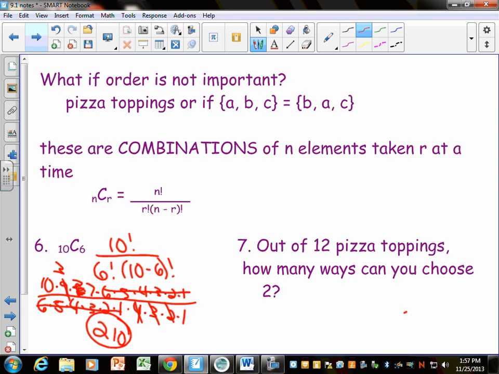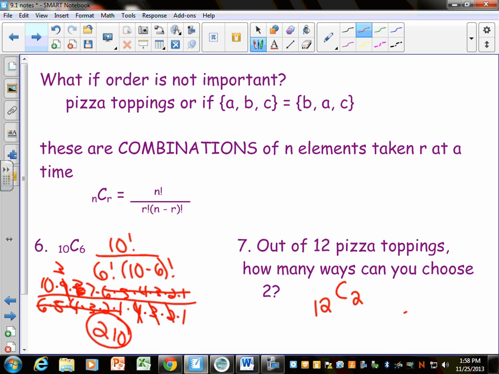It says, out of 12 pizza toppings, how many ways can you choose 2? Right? Like you could choose sausage and pepperoni. You could choose sausage and mushroom. You could choose onion and green peppers. Right? Instead of actually going through and thinking of all the combinations, order does not matter. It doesn't matter whether you order sausage and pepperoni or pepperoni and sausage. It's the same pizza. So that's where you would just do 12 choose 2, and you can type that in your calculator.